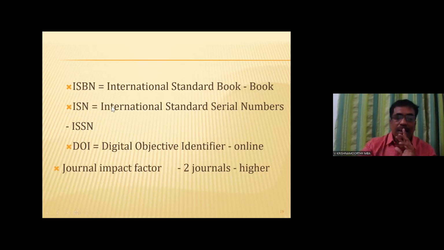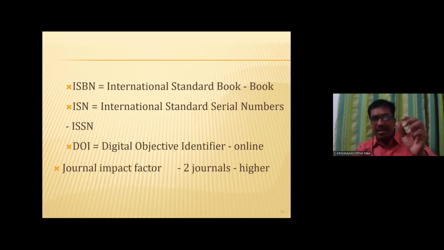Okay. Whenever we would like to write or collect a review of literature, we should ensure this. If it is a book, the book should have an ISBN number. ISBN means International Standard Book Number. ISSN means International Standard Serial Number. If it is an article, the article should have a DOI number. That is a Digital Object Identifier.